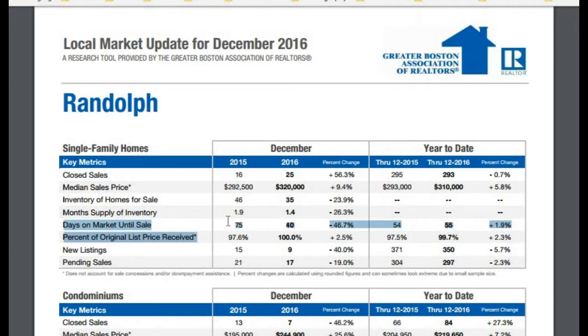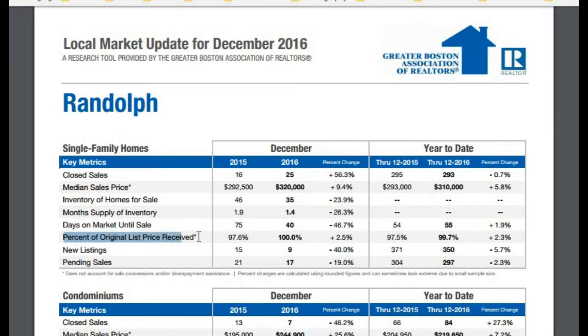Days on market until sale, you can see it has decreased from 75 in 2015 to just 40 in 2016. This is important to know in your discussions with real estate agents and when you conduct the ROSI calculations, that your focus now needs to be more on how much more the house could potentially sell for rather than how much less time the house could sell for. Remember, in the seller's market, they're not going to be focused on how much time savings there is, because houses are selling pretty quickly.